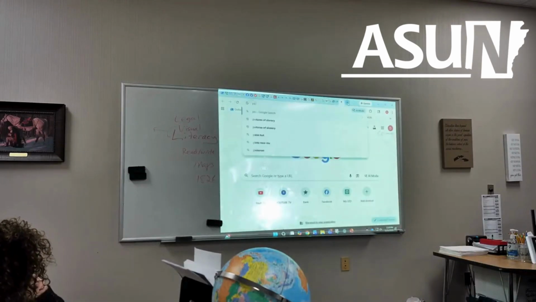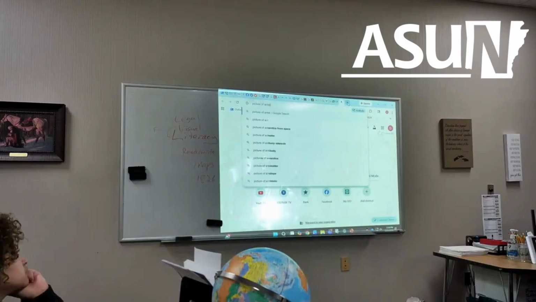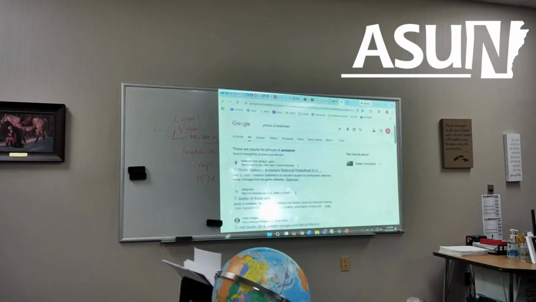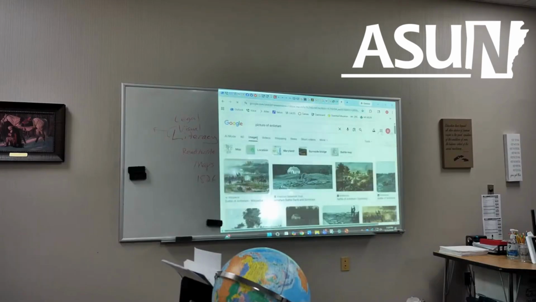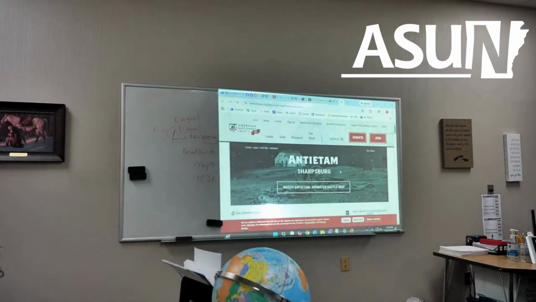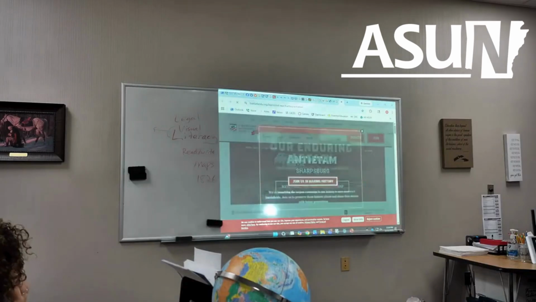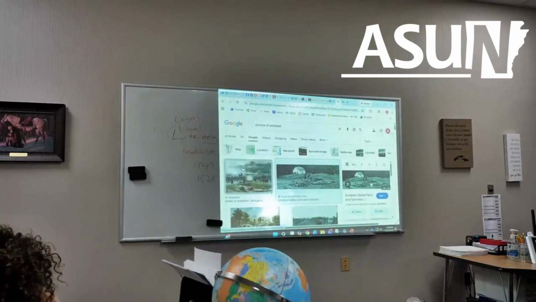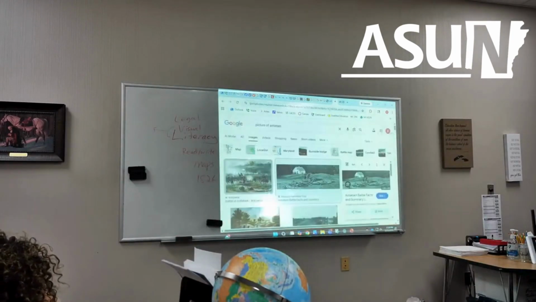However, one of the reasons why war is not as glorified as it used to be, and thank goodness, is because you have pictures of Antietam. That's the same Dunker Church. Can't see that as well. Let's see if I can get a better picture there. There we go.